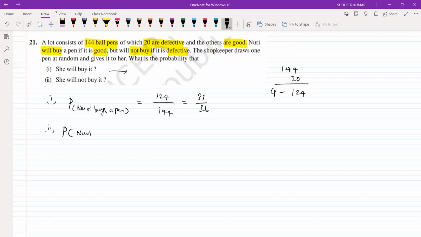So the second one is the probability of defective pens, that Nuri will not buy the pen. Defective pens are 20 by 144. So the result is 10 by 72, then 5 by 36. That's it.